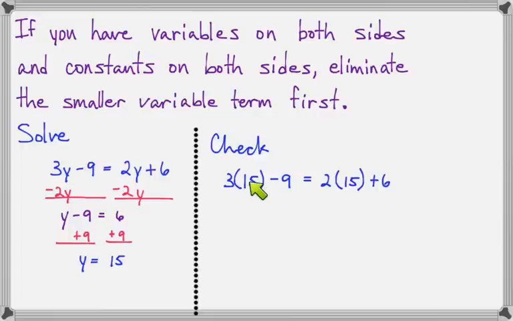3 times 15 now is 45. And on the right side, 2 times 15 is 30. Okay, now 45 minus 9 is 36. And on the right side, 30 plus 6 is 36. And see, this is what you're looking for when you check. You want both sides to equal the same number. Now that does not mean 36 is the answer. What it means is 15 is the right answer because we plugged in 15 and it made both sides the same. So y equals 15 is your solution to the equation.